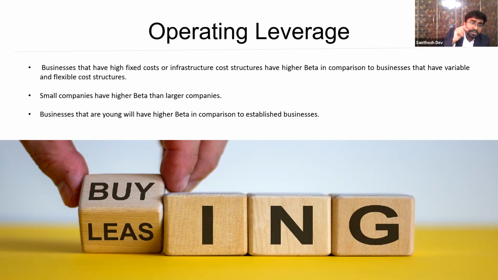Therefore, companies with higher fixed expenditure or fixed cost are going to have a higher beta in comparison to companies which have higher variable cost than their fixed cost. Small companies are going to have a higher beta than larger companies because of the fixed cost component. Smaller companies have to have the same kind of fixed cost. Larger companies also have the same kind of fixed cost, but as a percentage of total cost, it will be much smaller.